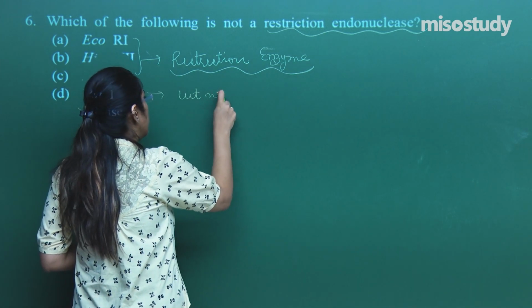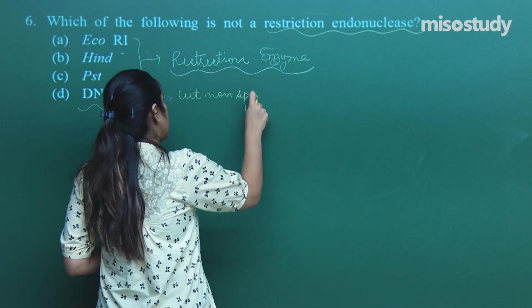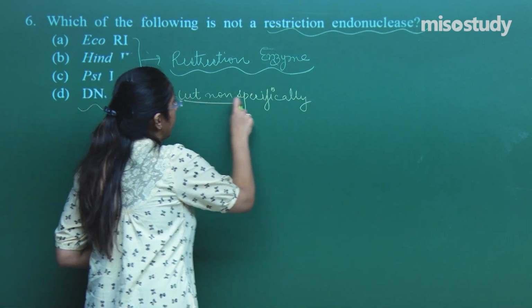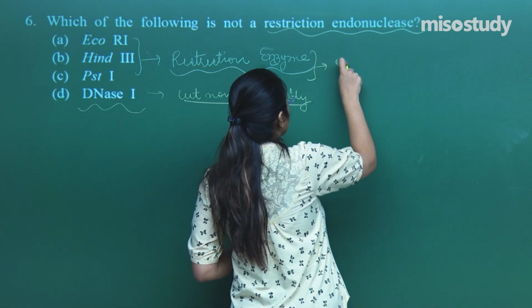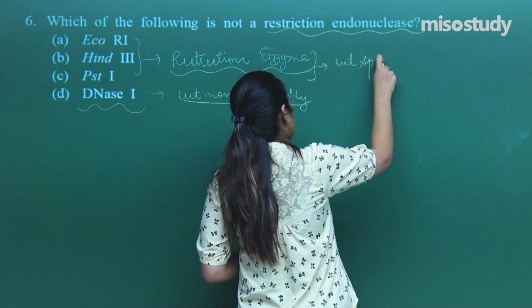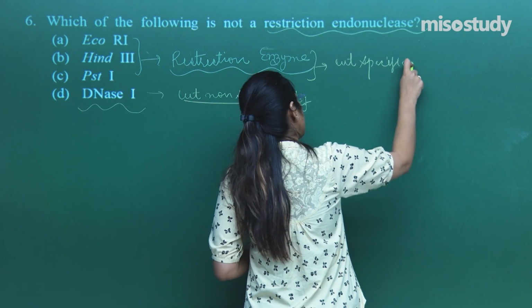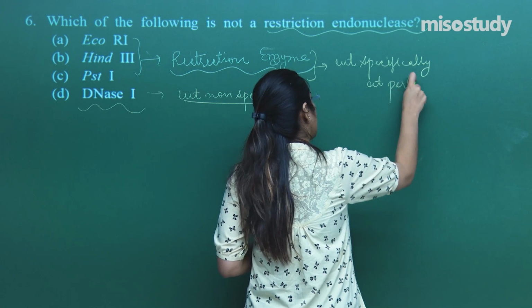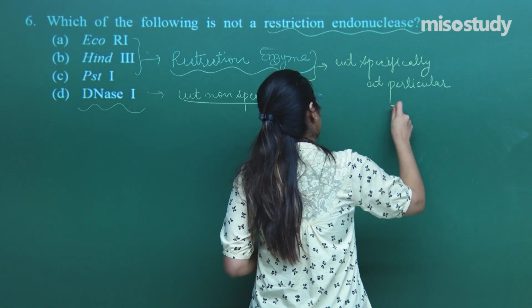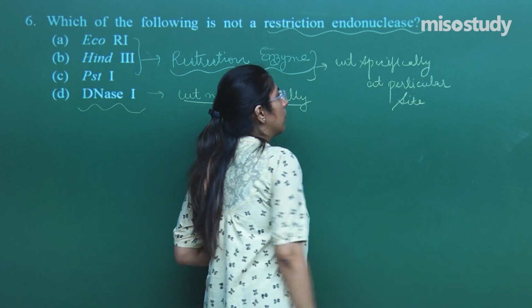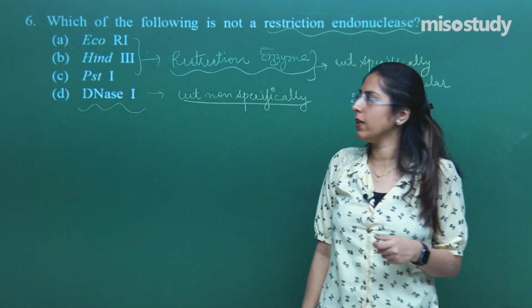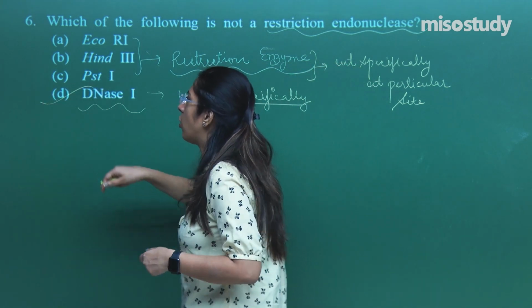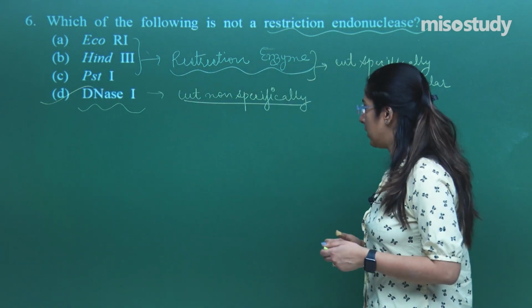Cut non-specifically. They can cut anywhere, whereas a restriction enzyme cuts specifically at a particular site, right? So this is the difference between a normal restriction enzyme and DNase. So the correct option is option number D.